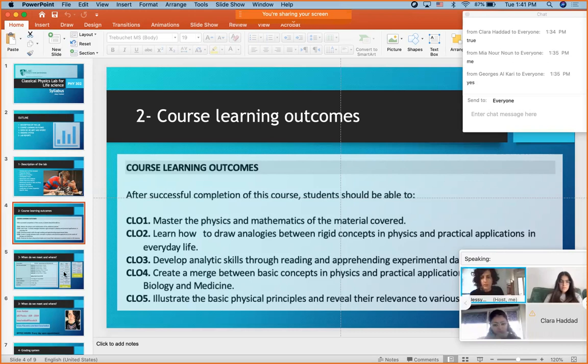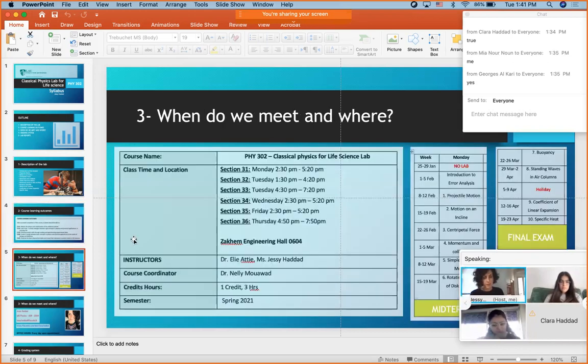All right, so now, when do we meet? I want you to be aware that we are 6 sections. That's a lot. You are this section. Officially, your lab starts at 1:30 and ends at around 4:30, 3 hours. Officially, this will happen in the physics lab, which is Zachem Engineering Hall 604. Since we're online, give yourself around 90 minutes. So allocate 90 minutes of your time.